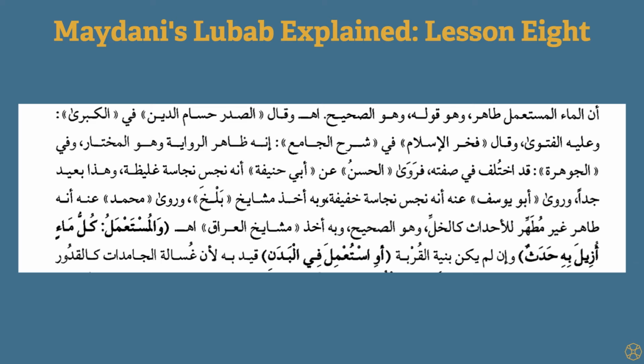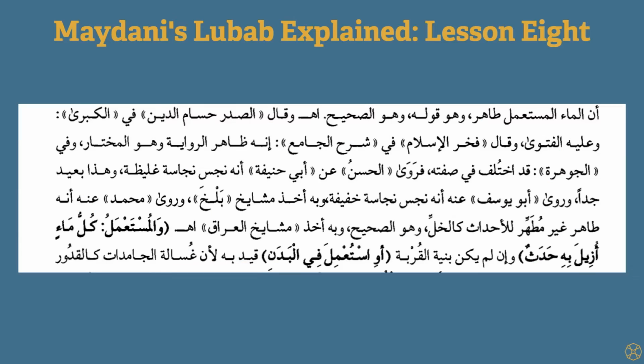وفي الجوهرة قد اختلف في صفته, في صفة الماء المستعمل, what's the حكم of it, right? فروى الحسن عن أبي حنيفة أنه نجس نجاسة غليظة, because they say Imam Abu Hanifa was given kashf and he would see the sins of people who are making wudu come off. So he's saying that that's what affects the water, the dhunub coming off, right? So najasatun ghalidha. وهذا بعيد جدا, and this is just a really far-fetched position, so don't even think of it as valid. وروى أبو يوسف عنه أنه نجس نجاسة خفيفة.